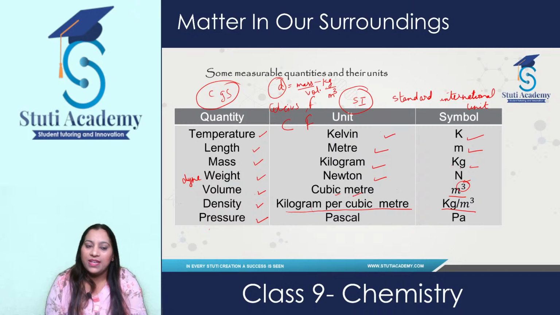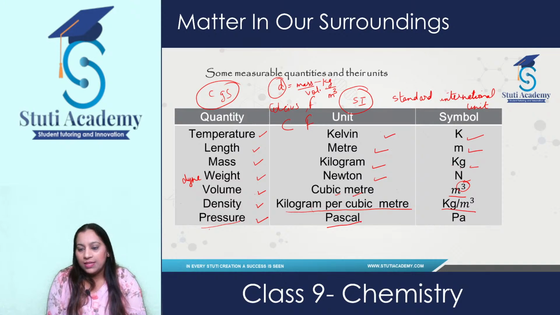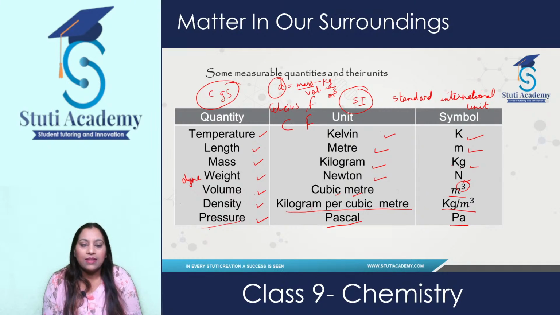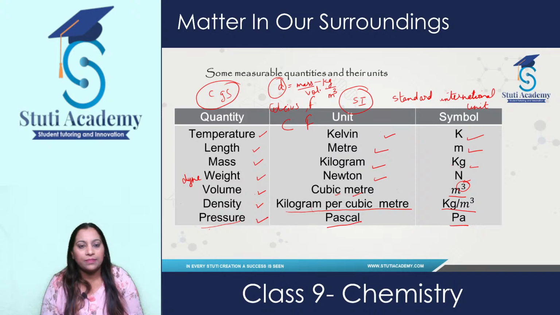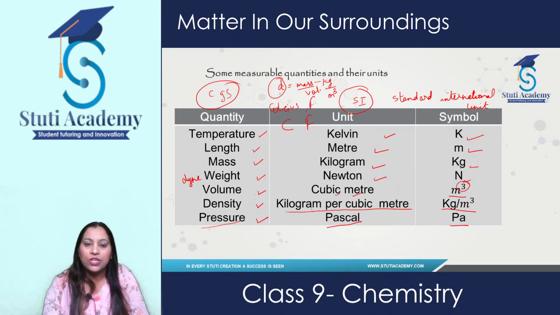And the next quantity is pressure. Pressure is measured in pascals, and the symbol is Pa. So these are the physical quantities which we use to measure substances, and these are their SI units. And how we represent them, these are their symbols. If you have any doubt related to this topic, you can ask. You can write your doubt in the chat box.